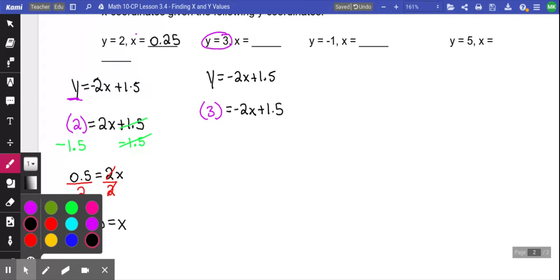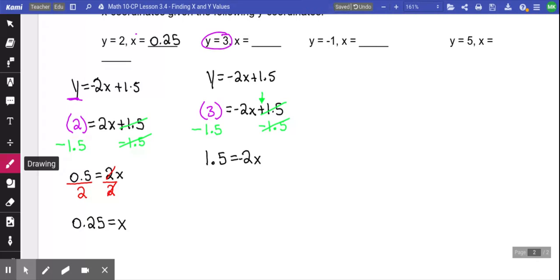To find out what x equals, I need to move those numbers away from the x side of the equal sign. The first one I have to move is the 1.5. The way I move it is by doing the opposite of plussing, which is subtracting. What you do to one side, you must do to the other side. So 3 minus 1.5 is 1.5. On the right-hand side, I still have negative 2x.